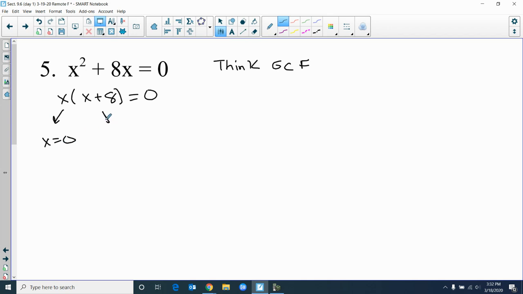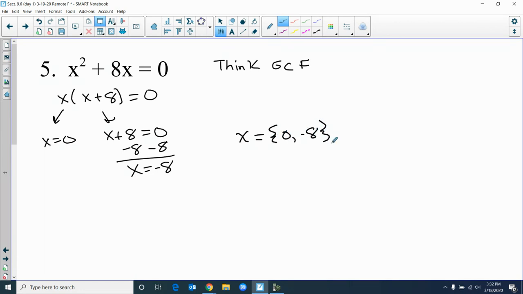X equals 0. X plus 8 equals 0. Subtract 8. I get x equals 0 and negative 8. I am done. So it's a little bit of a special case there. Actually easier if you recognize it. Sometimes that without a constant throws you off.